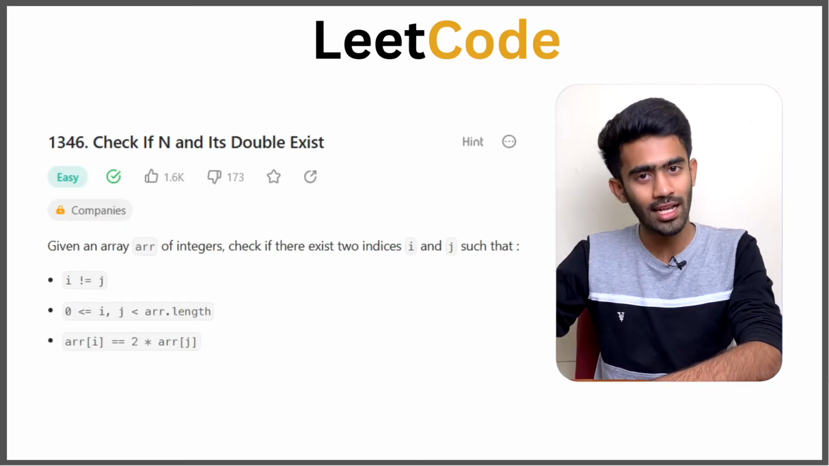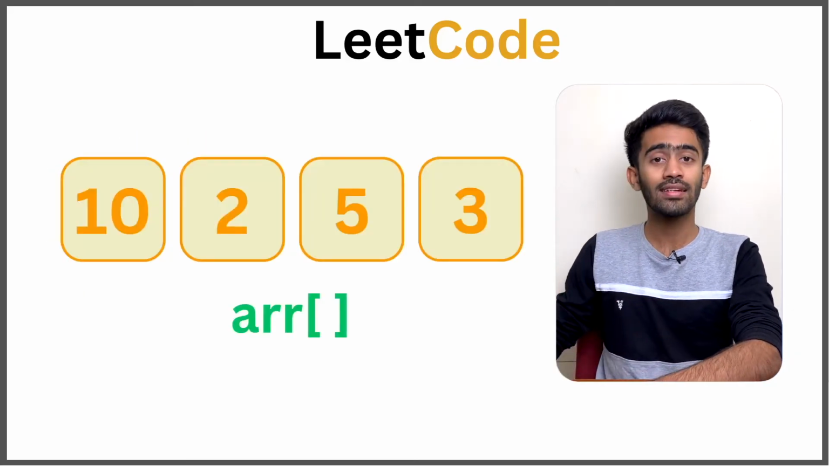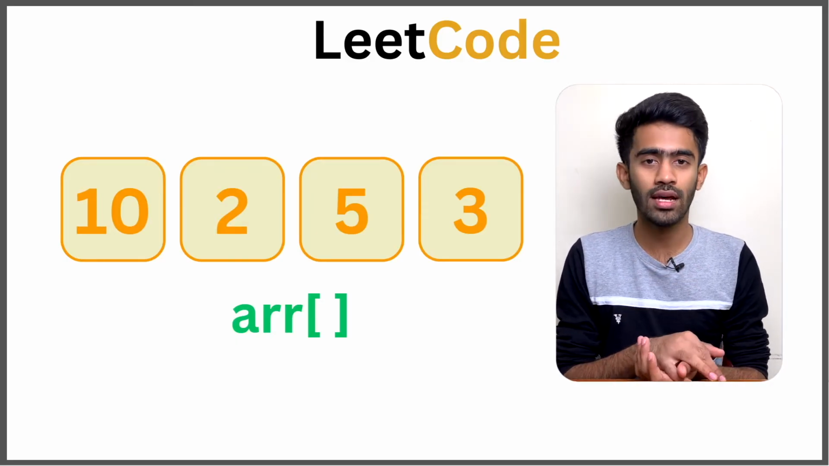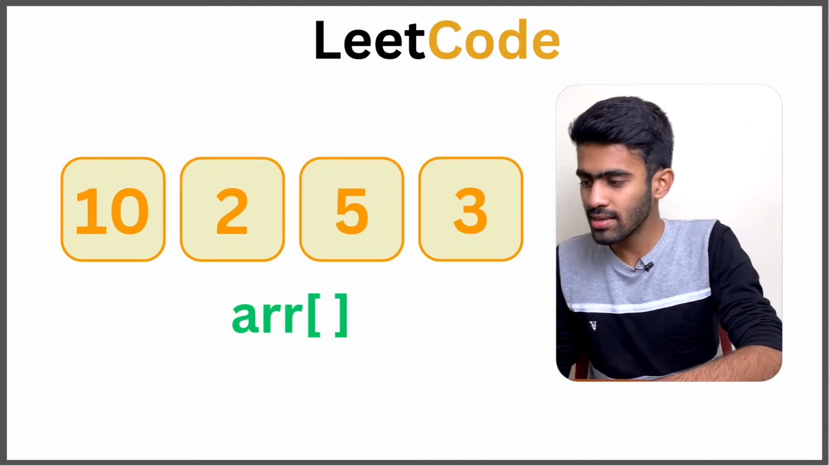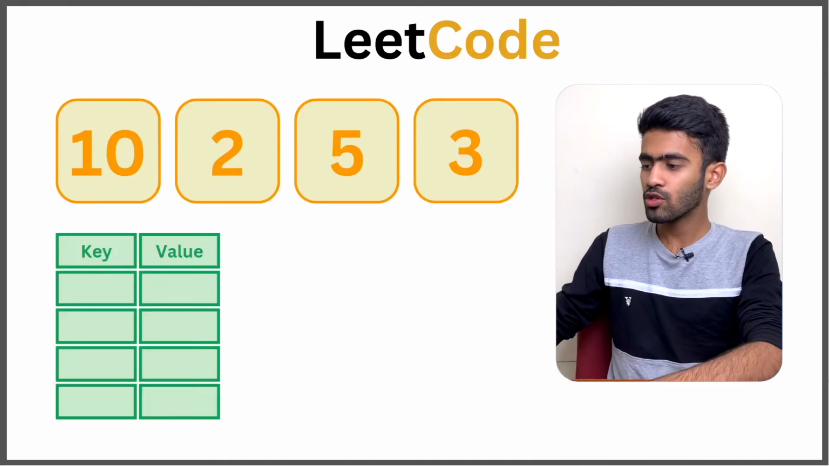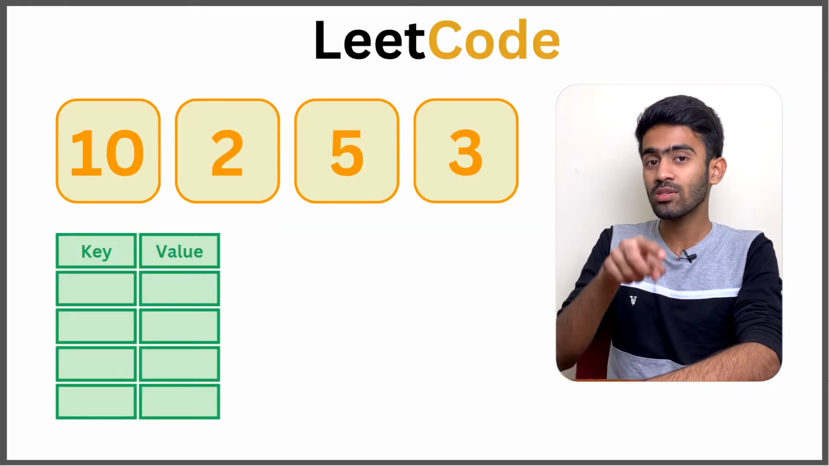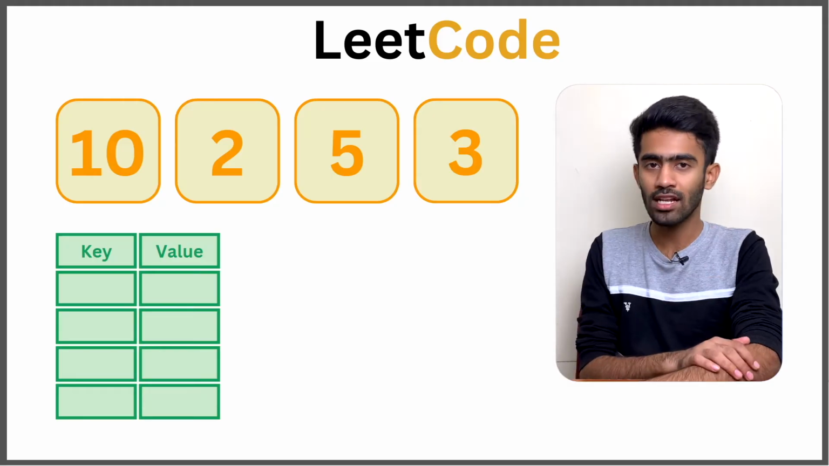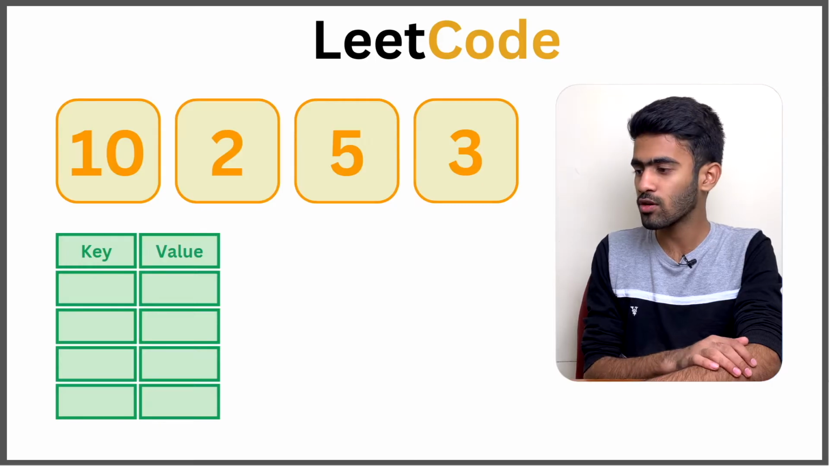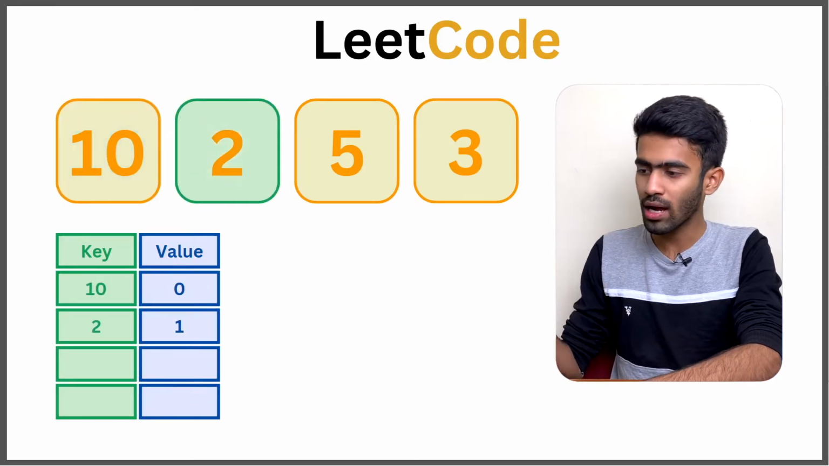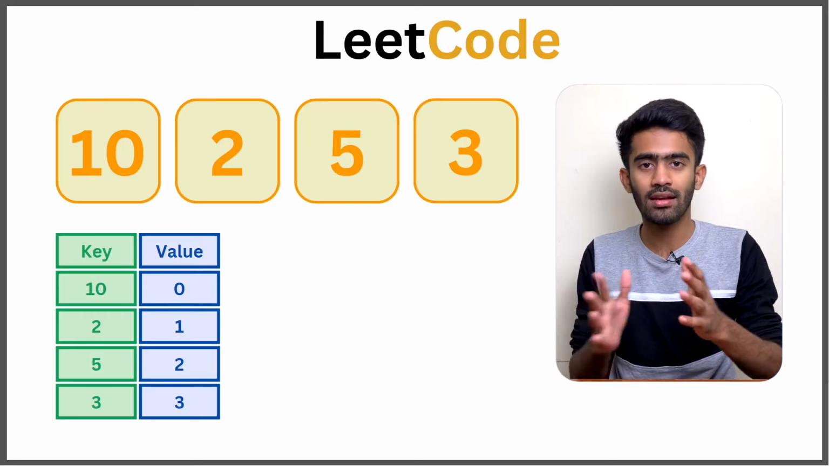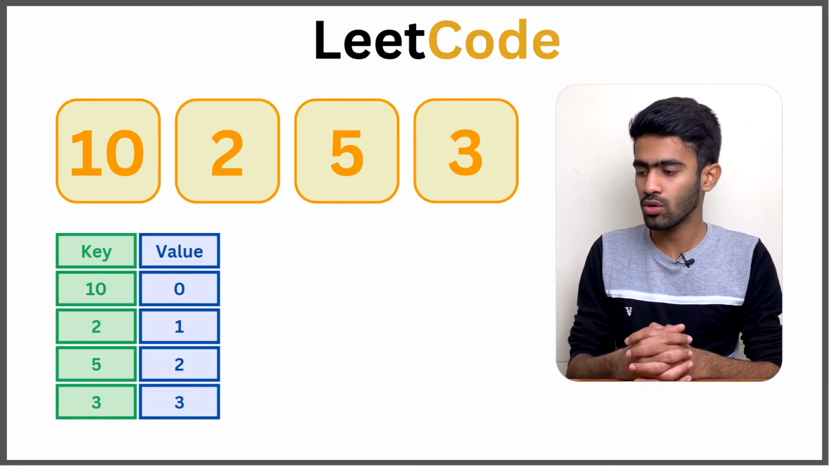As usual, let's move on to an example, try to understand the logic behind it and develop an algorithm. Later, we'll move to LeetCode and solve this question. With the array given to us, we'll create a hash map and store all these values and their respective indices as key-value pairs. The number itself will be the key and its index will be the value. So 10 maps to 0, 2 maps to 1, 5 maps to 2, and 3 maps to 3.